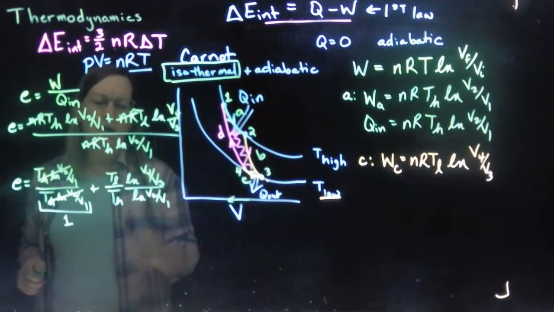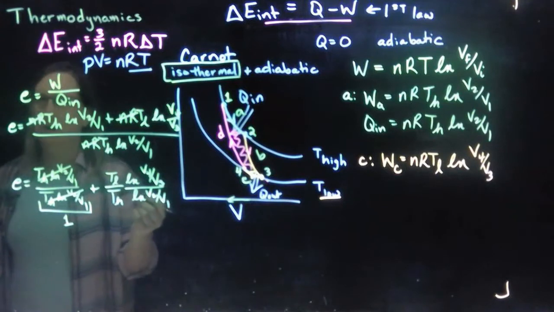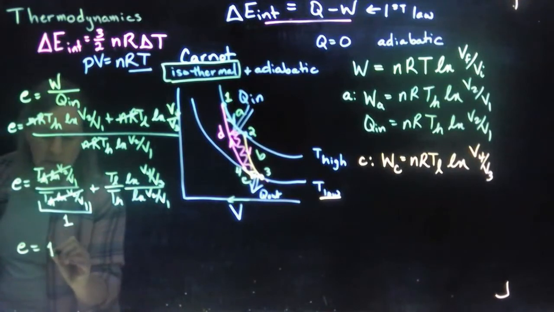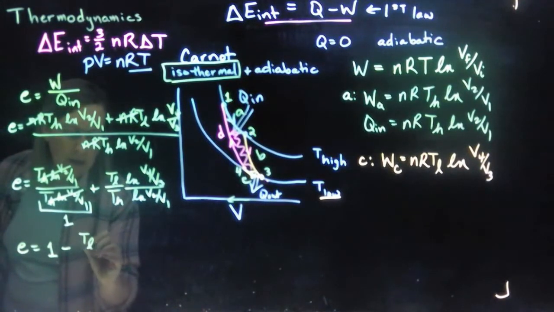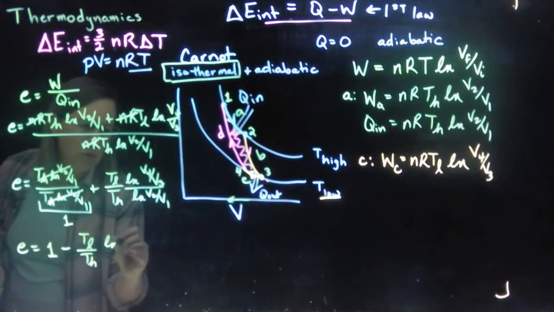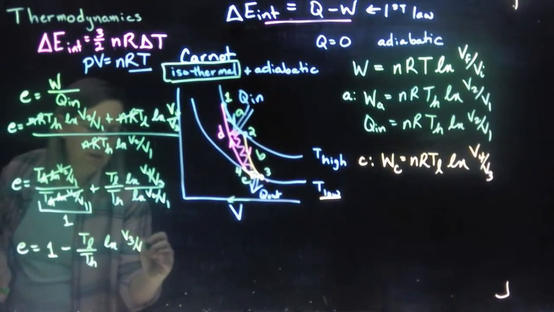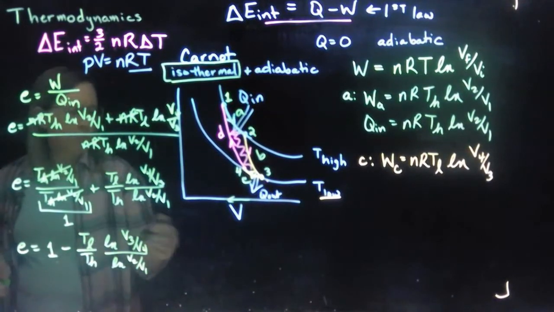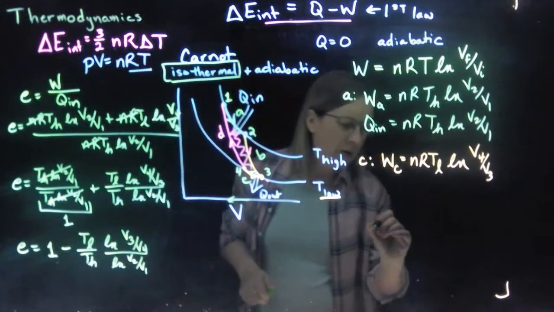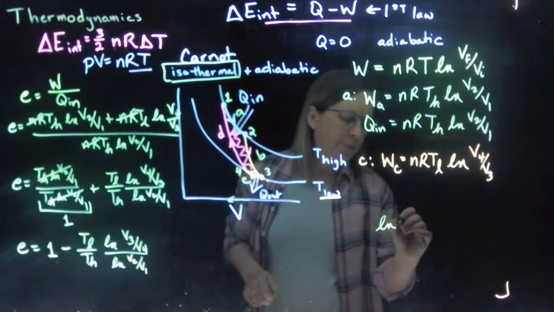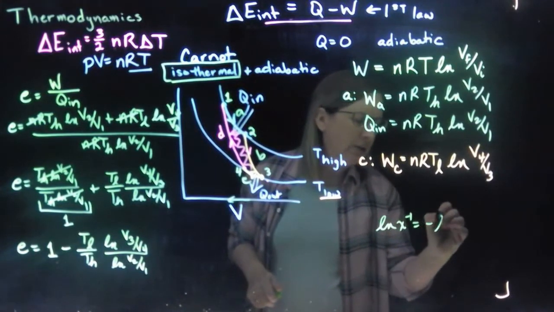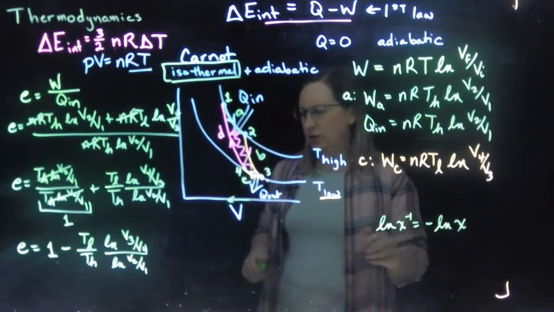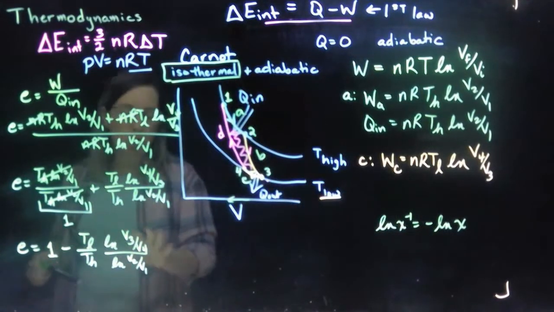But this one I can make positive by using a natural log rule. Here I'll just write: minus T_L over T_H, natural log, and if I flip the argument, it's V3 over V4 over natural log of V2 over V1. If you remember your natural log rules, natural log of x to the minus 1 is minus natural log of x. So you can invert whatever's inside the natural log by changing the sign out here. This way I just know those are two positive numbers.